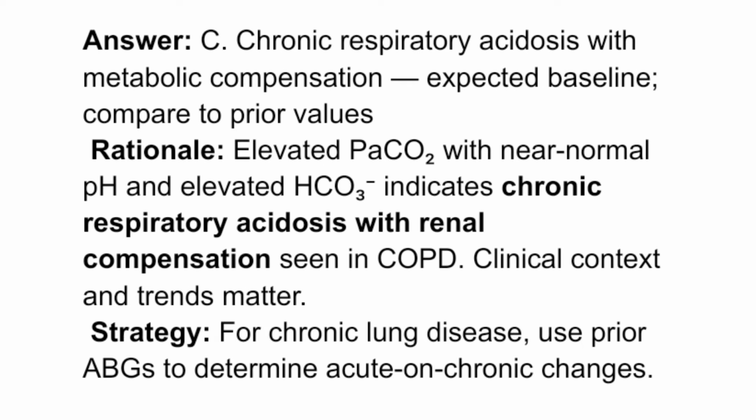Chronic respiratory acidosis with metabolic compensation, expected baseline, compare to prior values. Rationale: elevated PaCO2 with near-normal pH and elevated HCO3 indicates chronic respiratory acidosis with renal compensation seen in COPD. Clinical context and trends matter. Strategy: for chronic lung disease, use prior ABGs to determine acute on chronic changes.